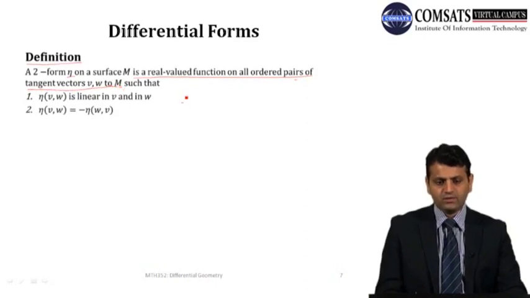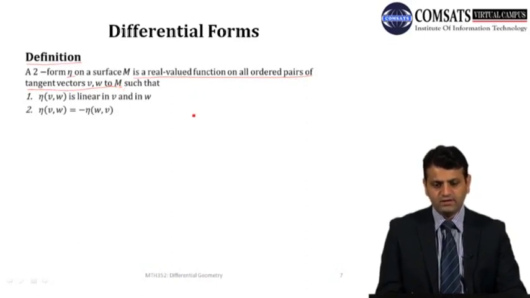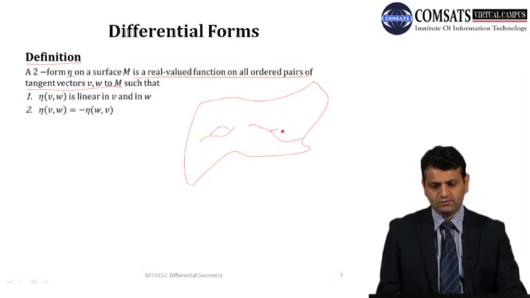So basically कोई से भी दो टेंजेंट वेक्टर्स लें. Let's say this is a surface in R3 and let's say these are some, and so let P be a point, and on this point I have a tangent plane, and this tangent plane is denoted by TP of M.